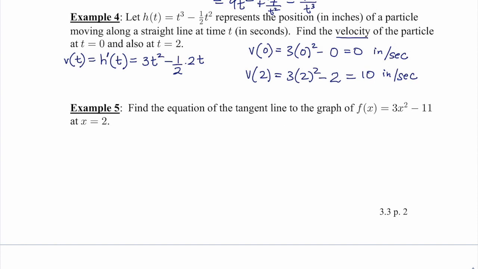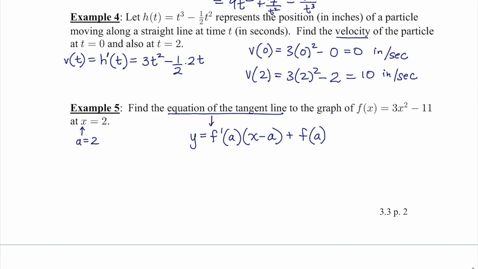Example 5 asks us to find the equation of the tangent line to the graph of this function at x equals 2. Remember, when we want equations of tangent lines, our pattern was y equals the derivative at our point a times the change in x, so x minus a, plus the y value at our point a, f of a. So this is the structure we want. So we need to figure out first that this is our a value. a equals 2 is our anchor point.